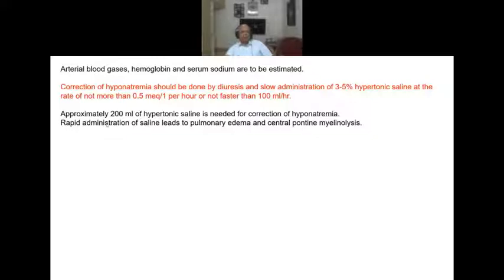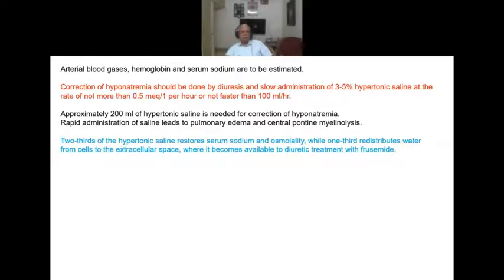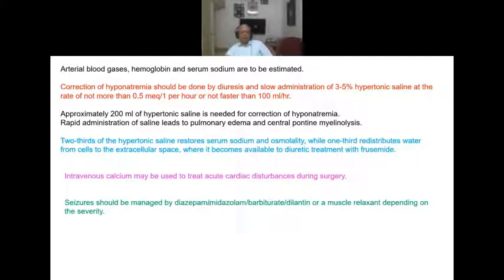But rapid administration can result in central pontine myelinolysis. And 2/3 of the hypertonic saline restores serum sodium and osmolality, while 1/3 redistributes water from cells to extracellular space, where it becomes available to diuretic treatment with furosemide. Intravenous calcium is also needed in acute cardiac disturbance during surgery. Seizures may be managed by diazepam, midazolam, barbiturate, dilantin, or muscle relaxant depending upon the severity in the intraoperative phase. And blood loss may be managed by administering packed red blood cells.